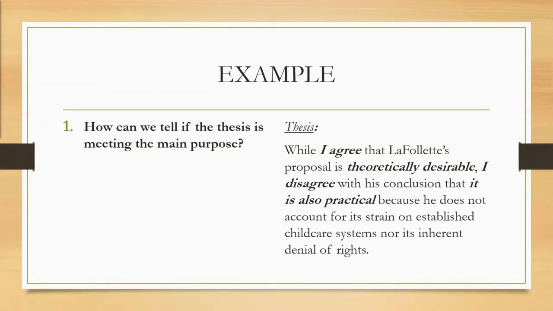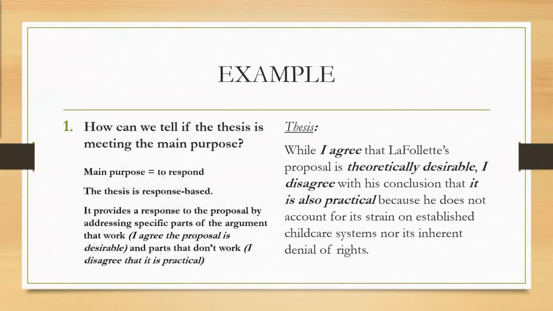If you're uncomfortable with that, you can remove those "I" statements. So essentially what we could do and still have a response in this thesis statement is we could say something like, "While La Follette's proposal is theoretically desirable, his conclusion that it is also practical does not account for the strain or possible strain on the established childcare system, nor the inherent denial of rights." So in that case, I've just removed those "I" statements and rephrased the thesis statement in a way that doesn't include those. Again, that example is in the lecture notes that I provided in Blackboard.